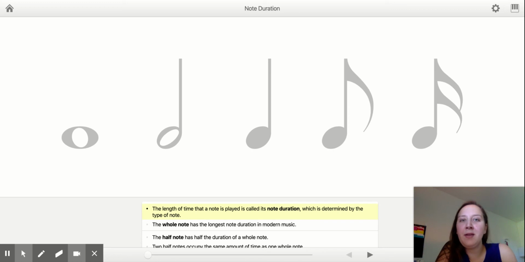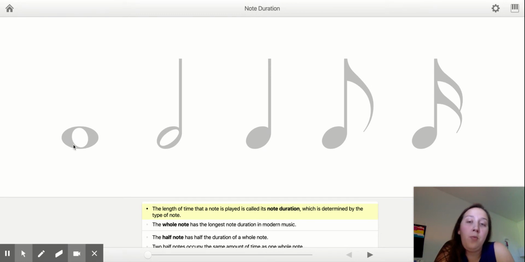Hey, so we're going to do another quick review using musictheory.net. Here we have a bunch of different note values. If you're just looking at these notes, you see that this right here is a note head. All of these are note heads.